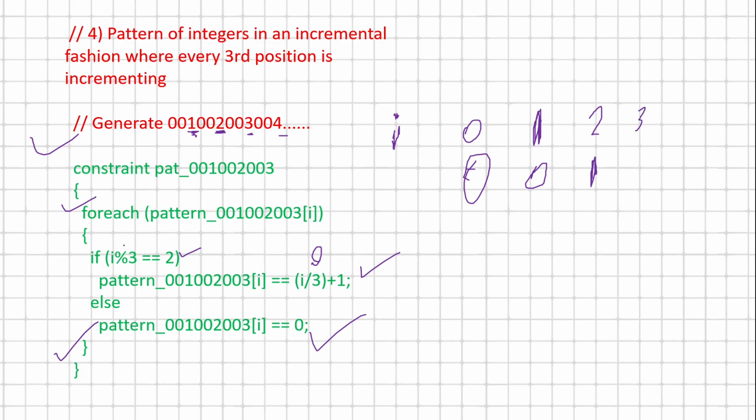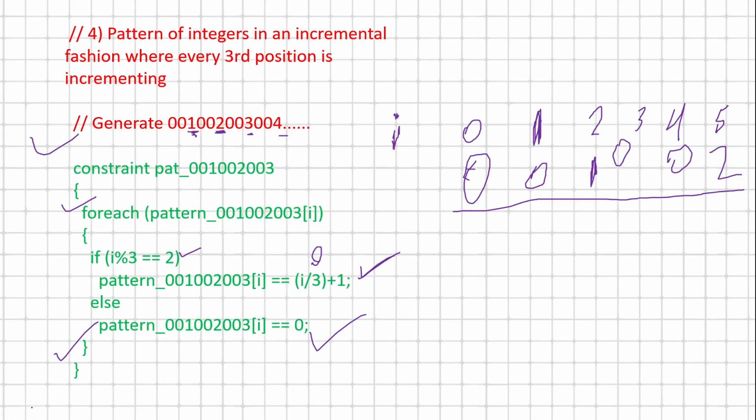Now the third index, again 3 by 3, our remainder is 0. 4 by 3, our remainder is again not 2, so it will be 0. 5 by 3, then 3 ones are 3 and 2 is our remainder. So what is our condition? 5 by 3 means our quotient is 1 because it is integer or bit. So 1 plus 1 is 2. So our pattern is generated: 0 0 1 0 0 2. So if you declare pattern i by 6, or something that is a multiple of 3, then this pattern can be generated.